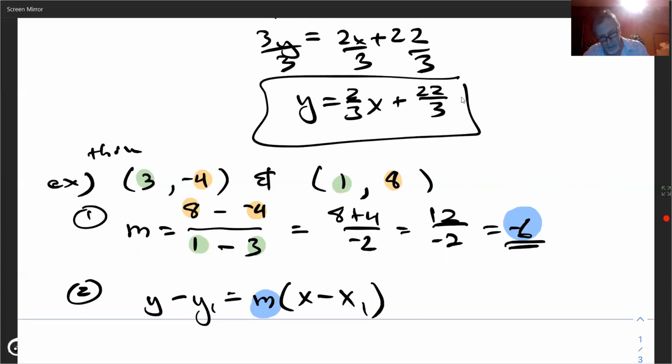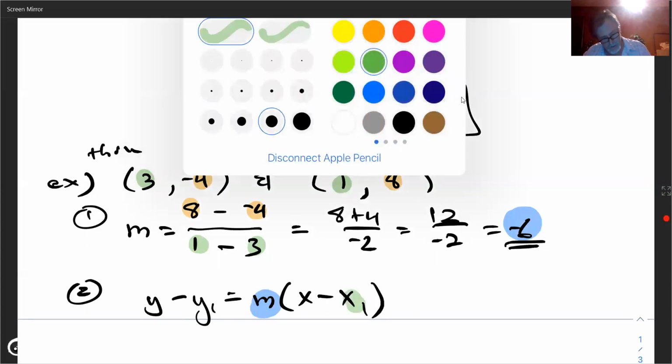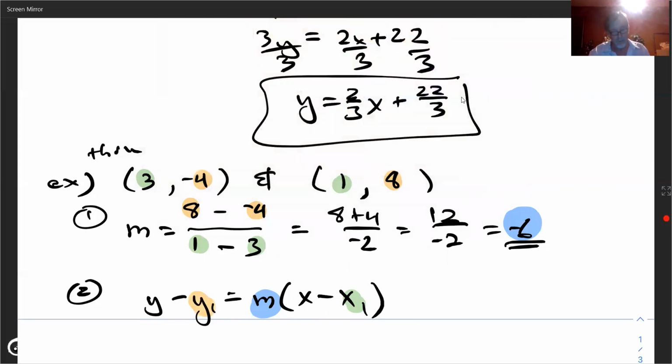Okay, the X is green, right? And then what was the other color? Orange, I guess, would be this guy. So you pick one of the 2 points, 3, -4, or 1, 8. Either one will work. How about we go where there's no negatives? 1, 8, okay. So we'll go y minus 8, right? Equals -6 and x minus 1.